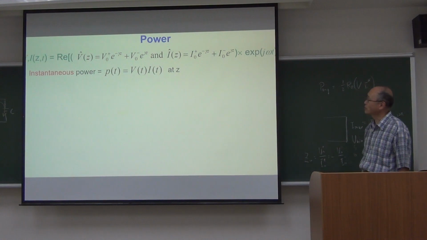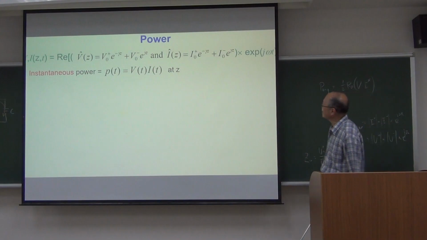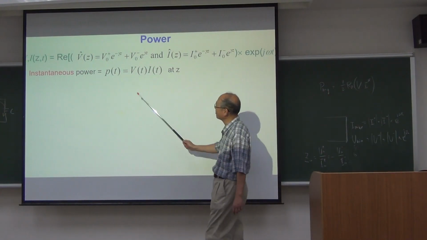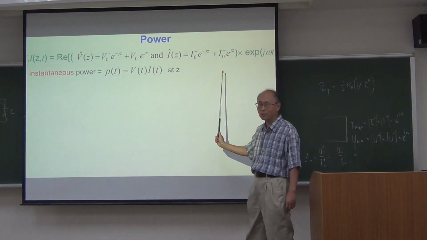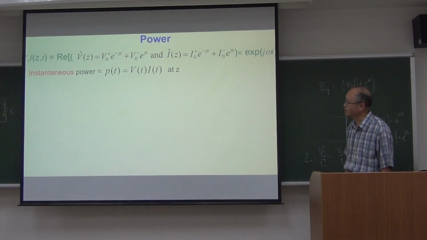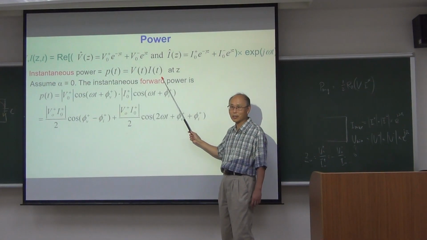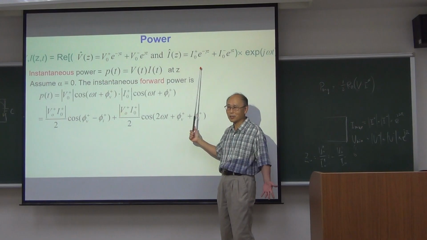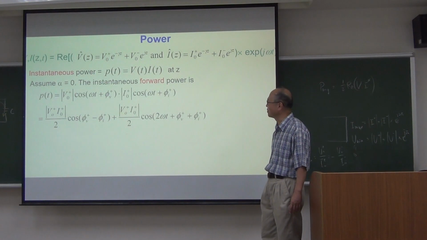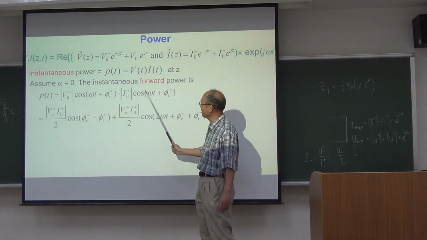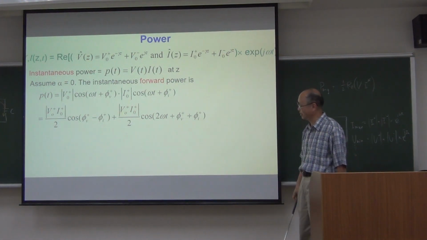So let's try to do the calculation for the forward power for now. This calculation is a little bit tedious because if you multiply these two together, you have four terms: 1, 2, 3, 4. So for now, let's just pick the forward power and do a calculation and see what happens. This is a very simple illustration where you just calculate the forward power. You multiply these two together and do a trigonometric simplification.